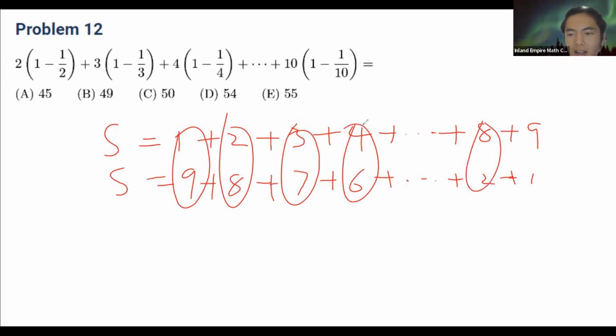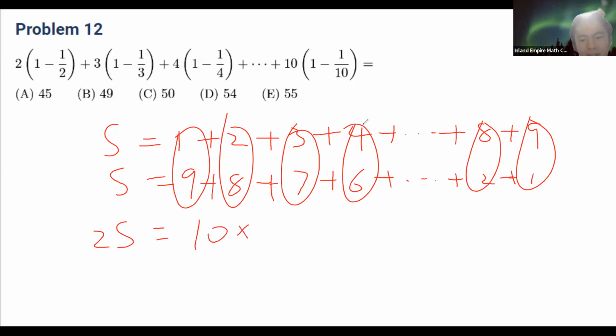Notice that all of these columns add up to 10, right? So if you add these up, 2s is equal to 10 times what? How many copies there are? Well, since it's 1 to 9, there's exactly 9 copies. So s is equal to 10 times 9 over 2, which is 45. Pretty big brain, right?